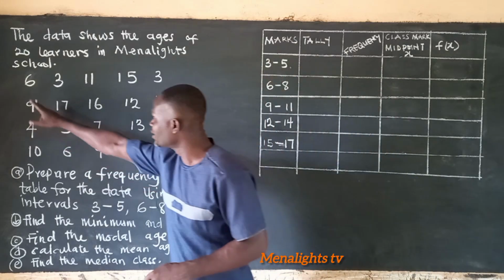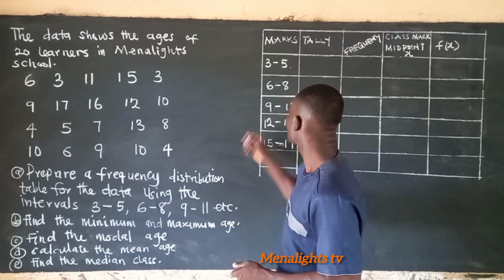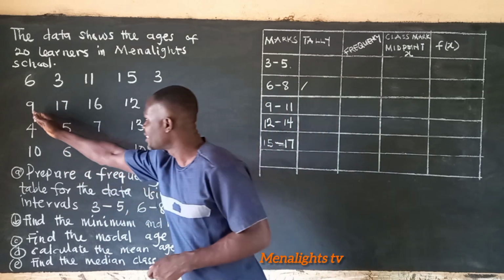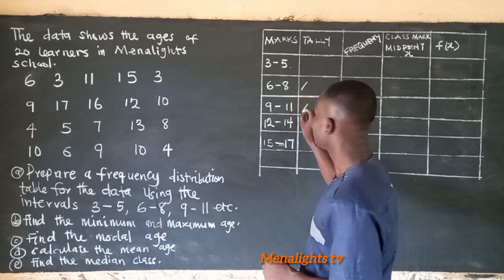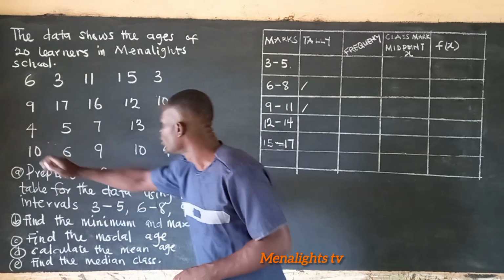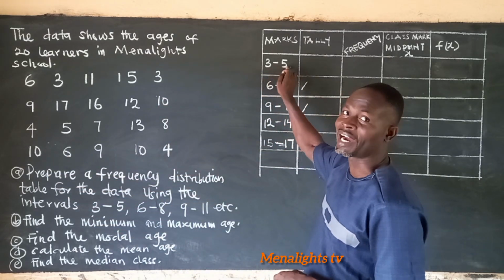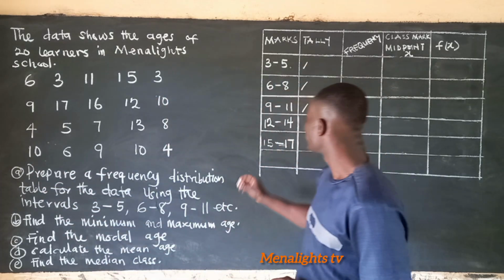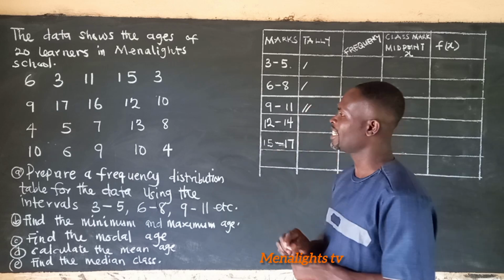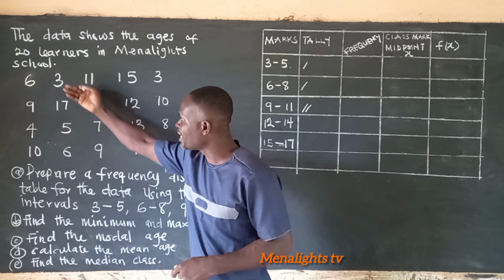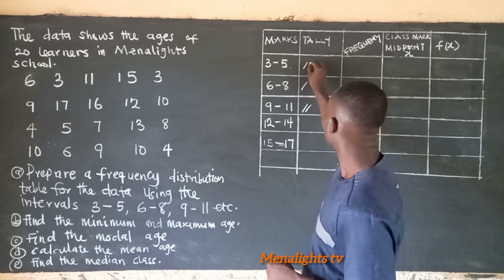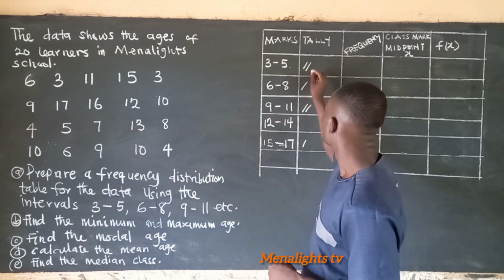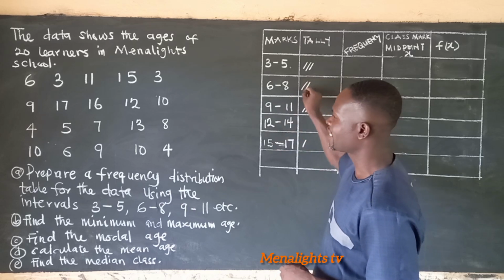The first one is 6, and the 6 is here. So we make a stroke, followed by 9. So we have the 9 here, followed by 4. The 4 is between 3 to 5, so our 4 is here. Then we have 10. The 10 is between 9 to 11, so 10 is here. Then we have 3, 17, so we have our 3 here, we have our 17 here, we have 5 and 6. So 5 is here, and 6 is here.